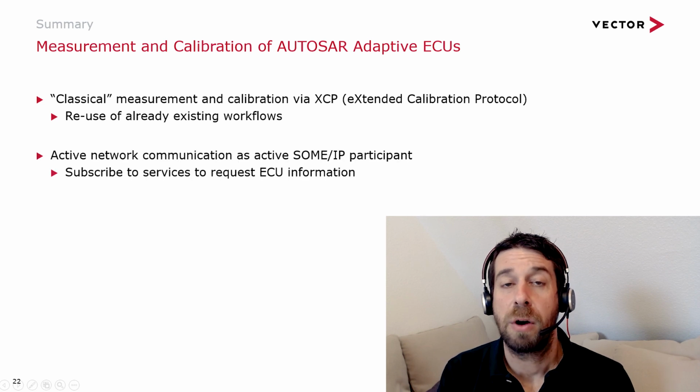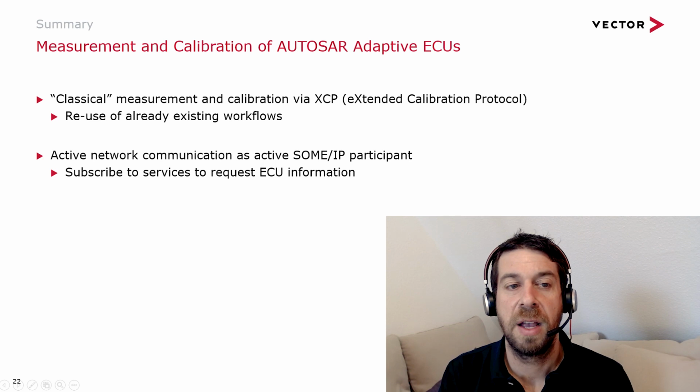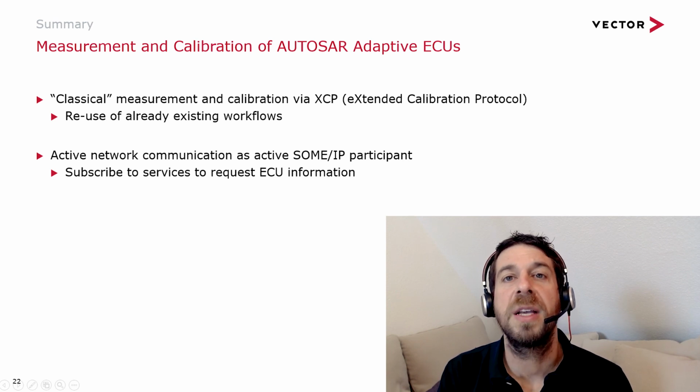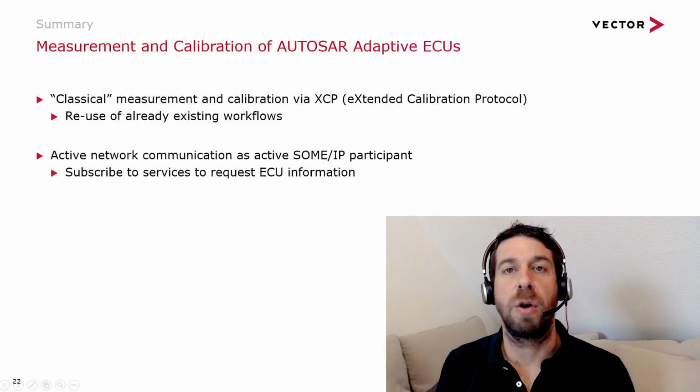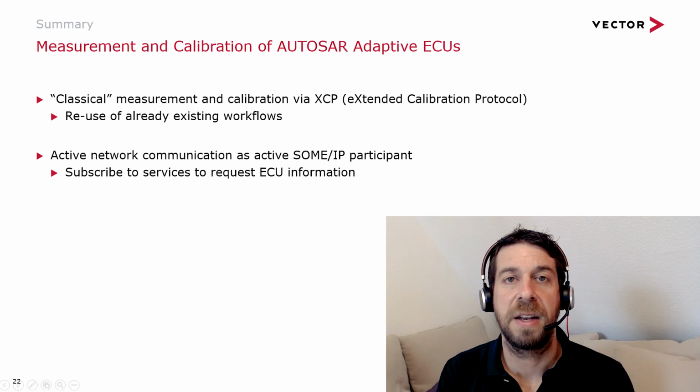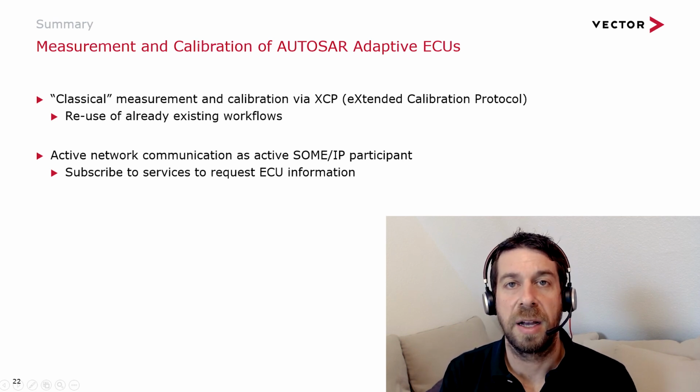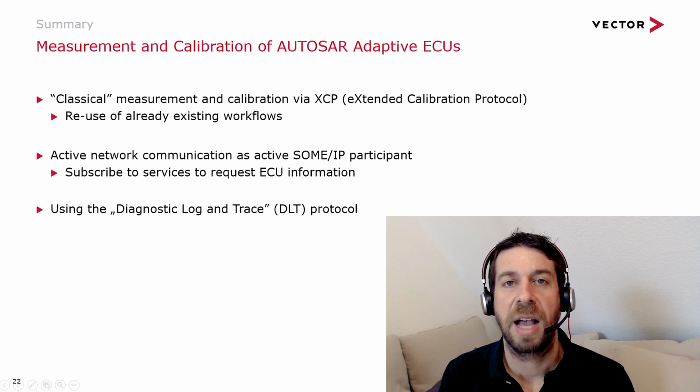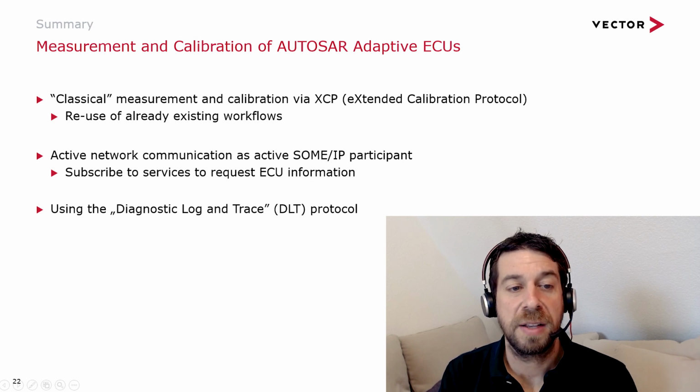Active network communication, like SOME/IP, is a very nice additional method to get access to our signals, but we have to subscribe to the services to request the ECU information, and we can only get access to data which was already defined in a very early development phase of our software. And the last one, we can use the Diagnostic Log and Trace protocol to get access to our data.